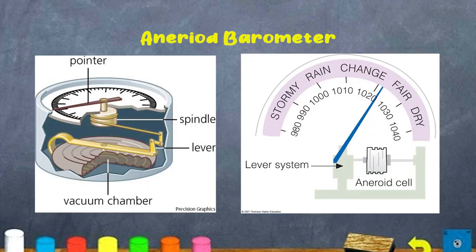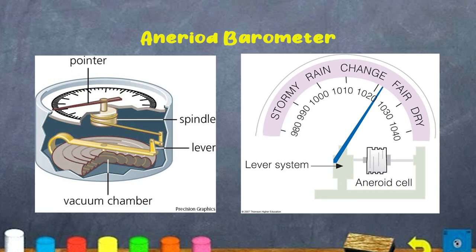Now, boys and girls, have a look at an aneroid barometer. You can see there's a vacuum chamber. There's a pointer that indicates what the atmospheric pressure is. Inside, there's a spindle and a lever. On the barometer itself, that's the aneroid barometer, there's a scale.